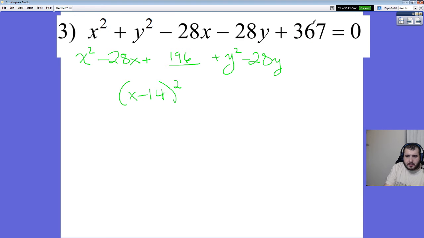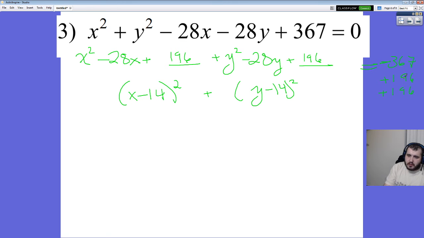And again, I'm always going to put this constant term on the other side. And then same thing. It's the same number, so we better also have 196 here too, right? And so this breaks down. We've got x minus 14, the quantity squared, right? This will be y minus 14, the quantity squared. And then we added 196 and 196. We better add them over here too.